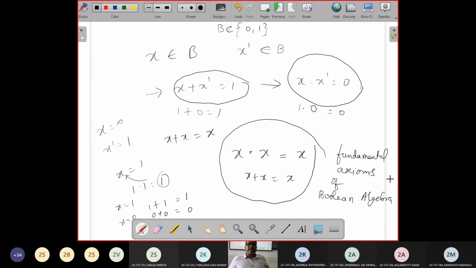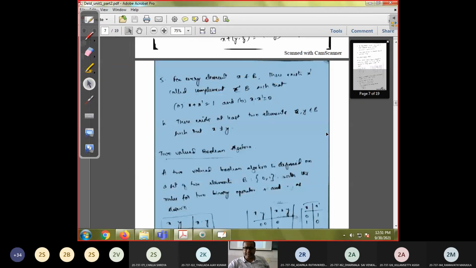Okay. So now you know these fundamentals. You are able to grasp these fundamentals. Yes? Now, after understanding these fundamentals, let us proceed further.